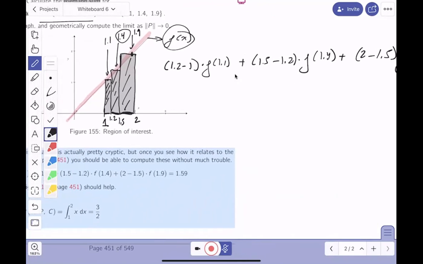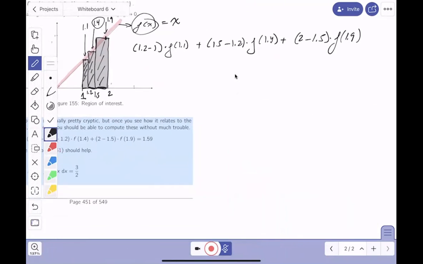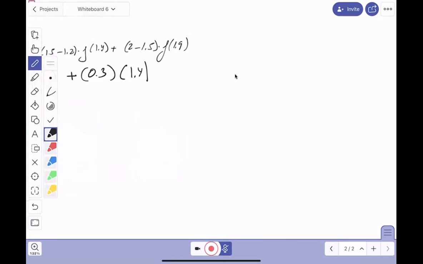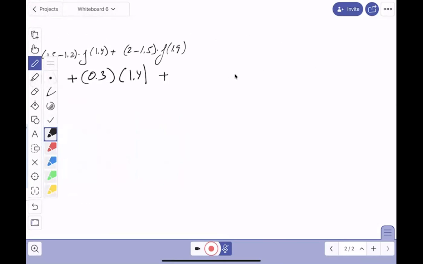It's not that bad. So what do you get? I hope you know f of x is equal to x, by the way. Is that right? Yeah, it is. What's 1.2 minus 1? What's f of 1.1? 1.1. What's 1.5 minus 1.2? 0.3. What's f of 1.4? It's 1.4. What's 2 minus 1.5? It's simply 0.5. What's f of 1.9? It's just 1.9.